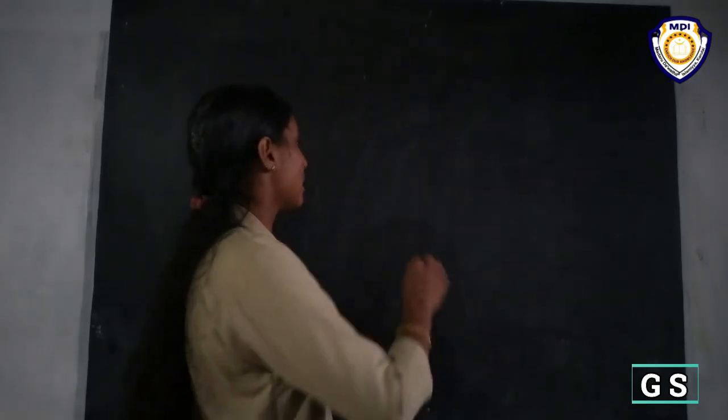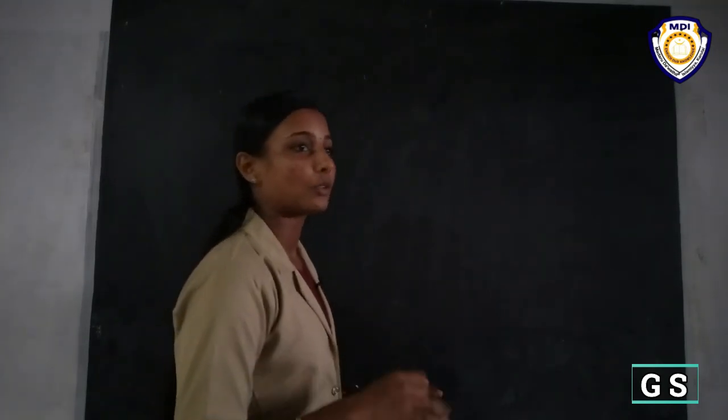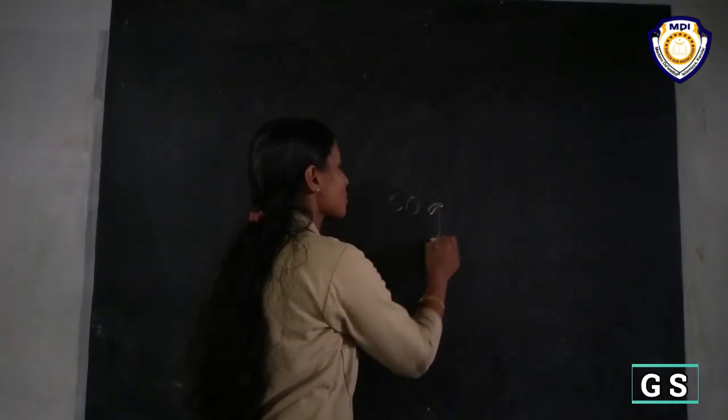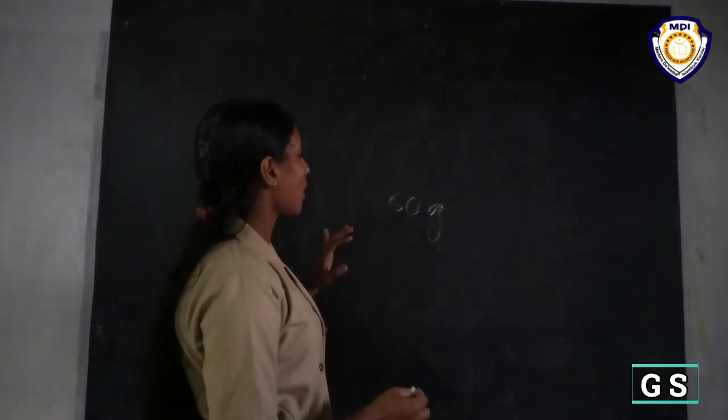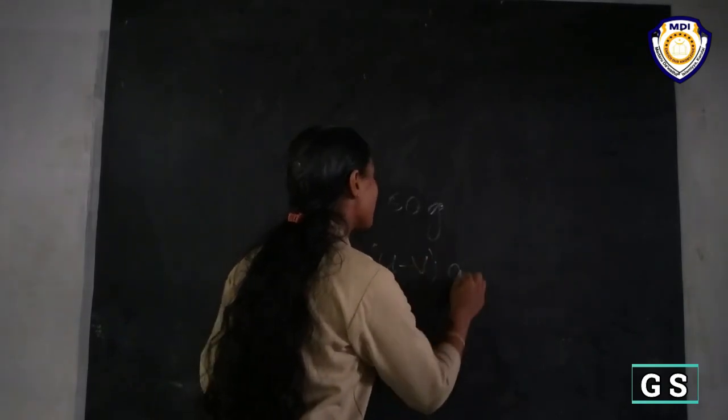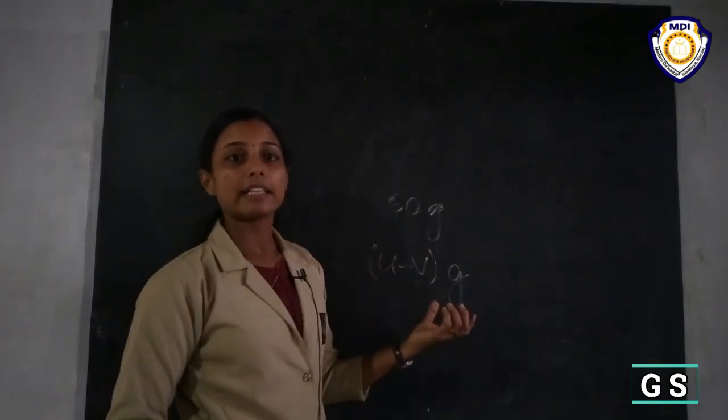Okay, and the percentage of water absorbed we can obtain as (U minus V) divided by 50, into 100. So first we took 50 gram of soil, right? And now we get that U minus V gram of water absorbed by that soil.